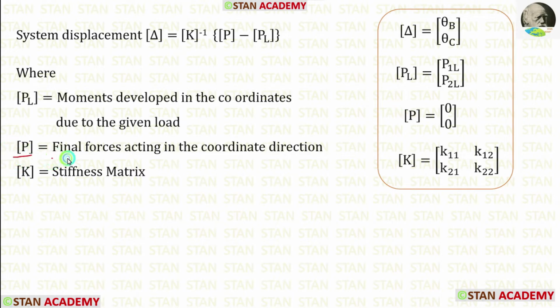P matrix is the final forces acting in the coordinate direction. In the given frame, there is no overhanging. So inside the P matrix, we can simply enter 0, 0. So in this formula, we have to only find K matrix and the PL matrix.